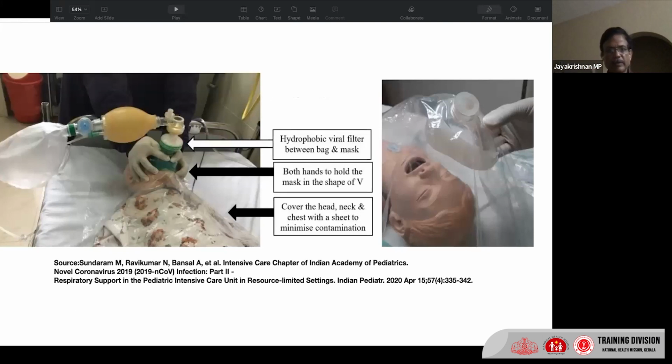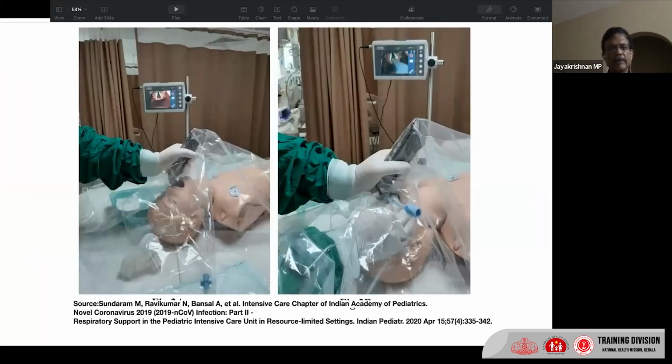So this I have taken from Indian Pediatrics. There you can see that first arrow, an HME filter that is kept between the mask and the bag when you actually manually bag the child. And in the other picture, they have used a plastic sheet, a transparent sheet, that will again avoid aerosols getting disseminated inside the room. And the video laryngoscope being used, and also you can see the plastic sheet being used to avoid aerosol dispersal.